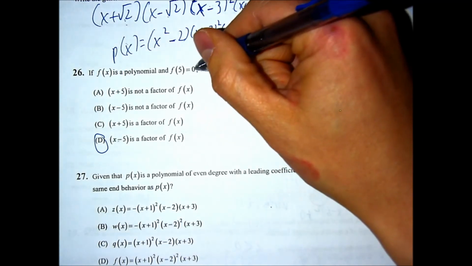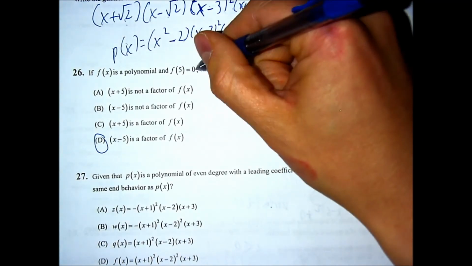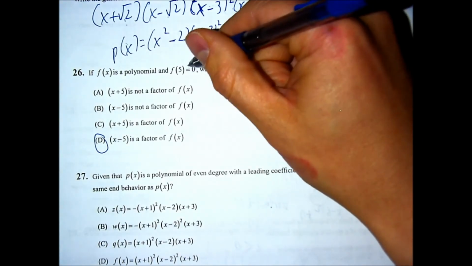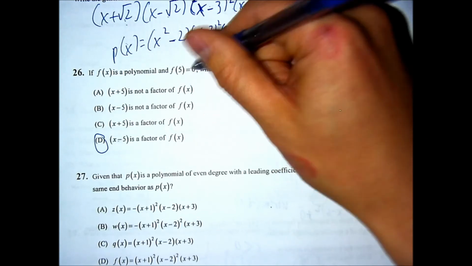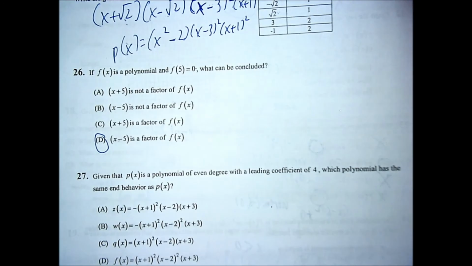If this is reversed and it says f of 5 is not 0, if it has a slash here, then option B would be the appropriate answer. X minus 5 would not be a factor if that has a slash through it, like it had in the past. So in other words, the zeros and the factors are opposites. And if something is a factor, it will make 0 when you substitute it in. If it's not a factor, it will make something other than 0 when you substitute that number in for x.